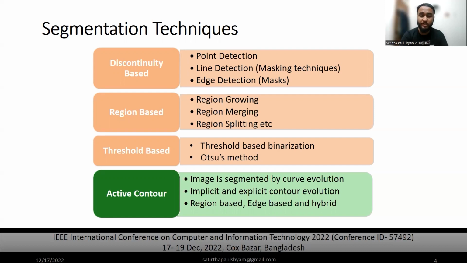Threshold-based model is one of the simplest image segmentation models because here the image is segmented depending on the threshold value. It binarizes the image, like the Otsu method. Active contour-based model is also a model that is getting popular day by day. Here the image is segmented by curve evolution. They are of several types: region-based, edge-based, and hybrid.